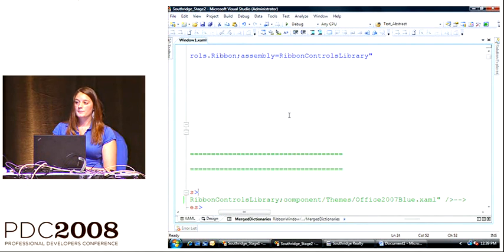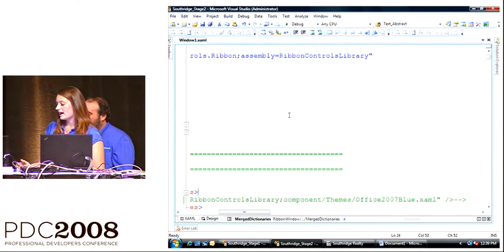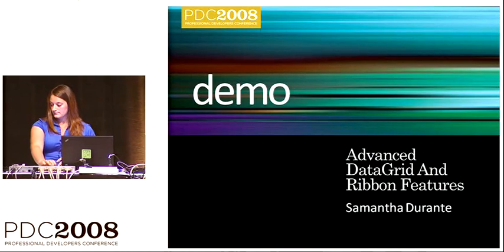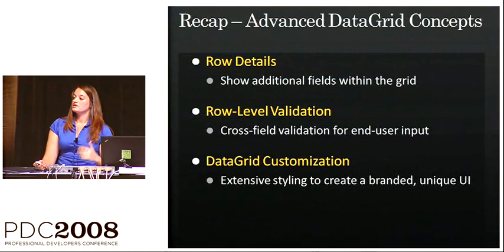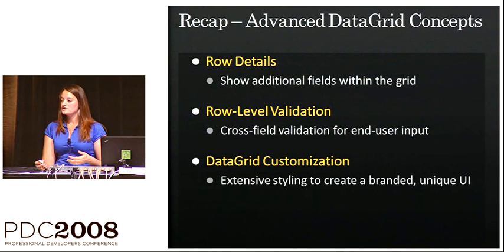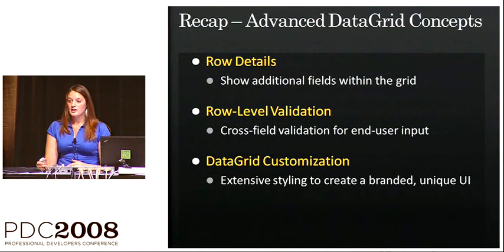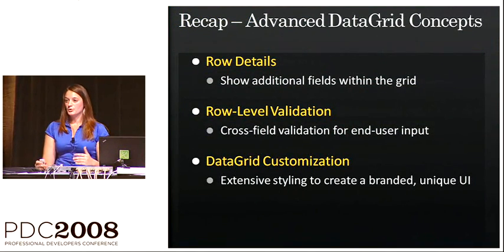All right, so those are all the basics you need to know to get started with your DataGrid and ribbon and start writing your own apps. Just to quickly recap what we just talked about. So in DataGrid, we used row details to show additional fields within the grid, and you can put whatever is most appropriate for your application right in that data template.